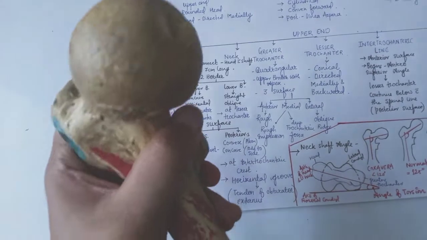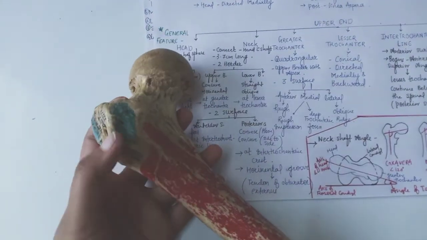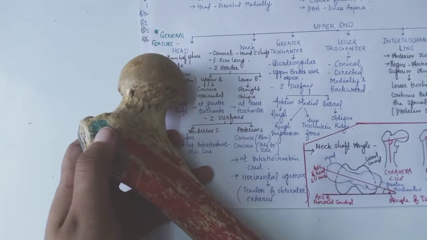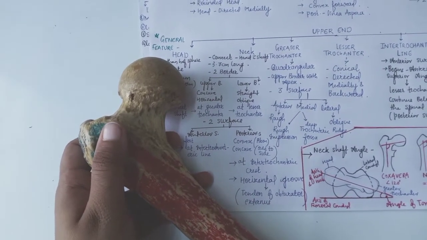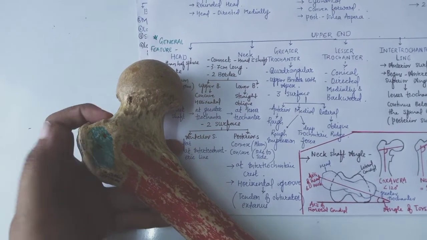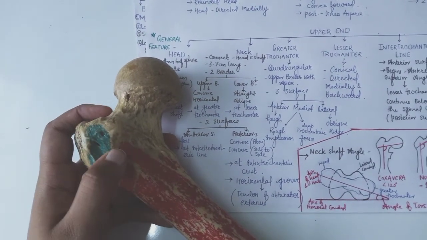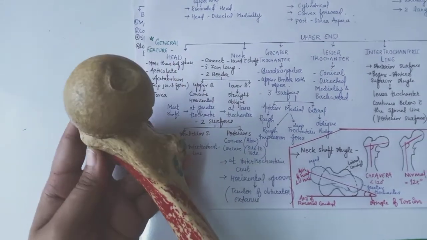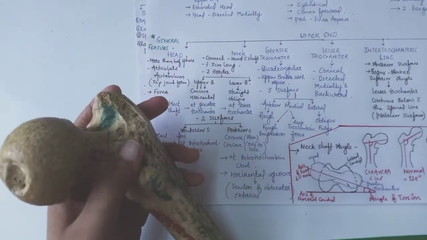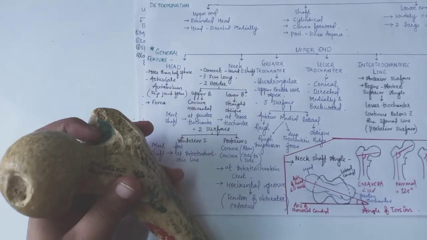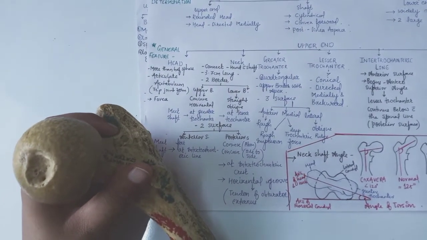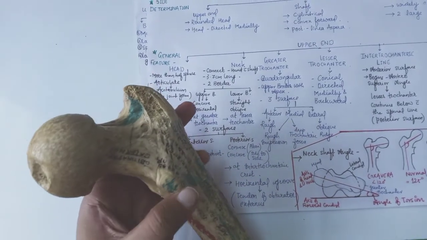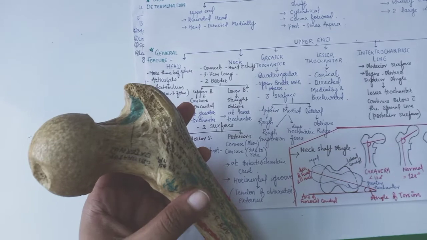Then the greater trochanter. It is quadrangular in shape. The upper border with the apex. It has three surfaces: the anterior, lateral and medial. The anterior is rough, the lateral has an oblique ridge, and on the medial side it has a rough impression and a deep trochanteric fossa. Then the lesser trochanter. It is conical, directed medially and backward.